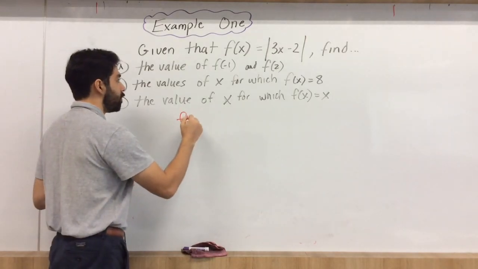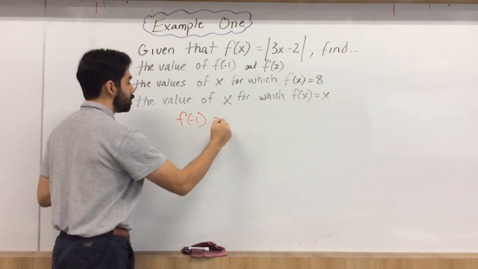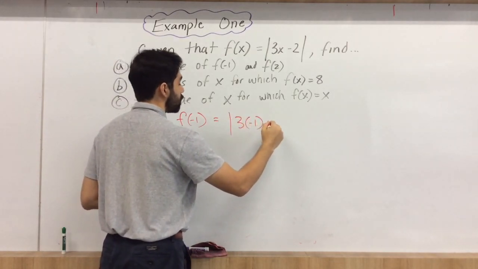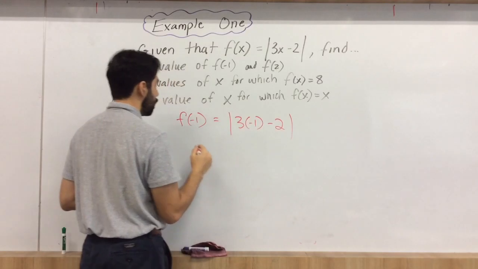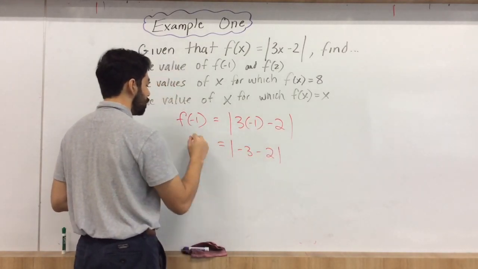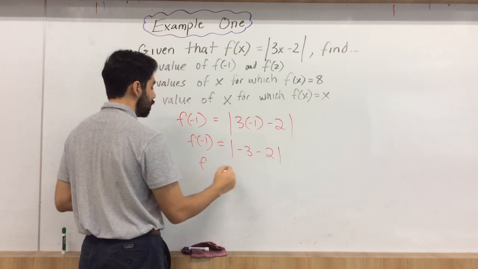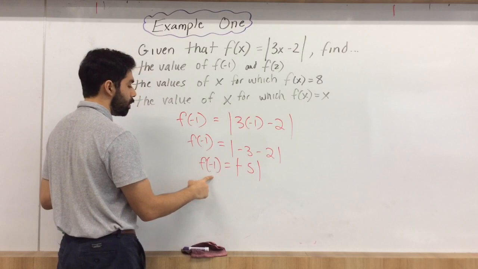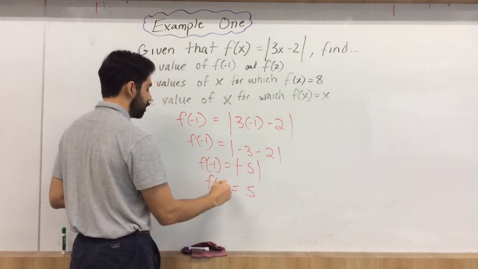So I'm going to have f of -1, replace -1 for x, and go ahead and simplify. This turns out to be -3 minus 2, which is -5. Okay, again, absolute value of -5 is going to be 5.